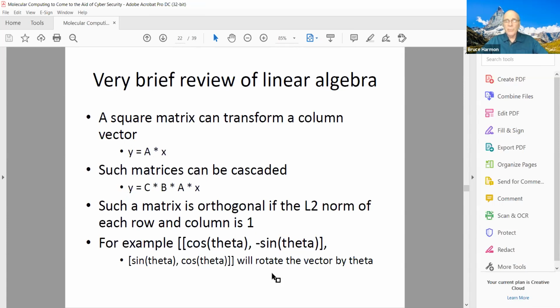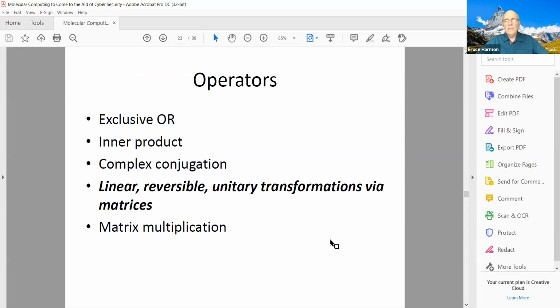And if that is true, then the next vector will also be of the same magnitude. It'll just be rotated. For example, this in linear algebra would rotate the vector by the angle theta. And you can see for yourself that it is orthogonal. So the operators we expect to see include the exclusive OR, the inner product, the complex conjugation, all of the linear reversible unitary transformation matrices that we would operate on.